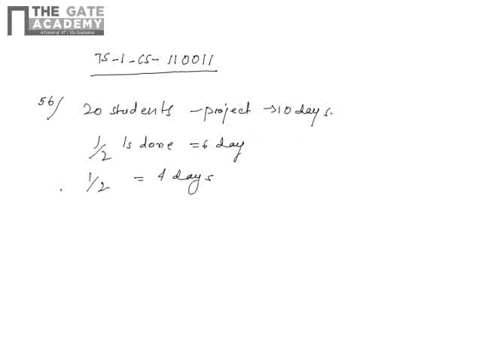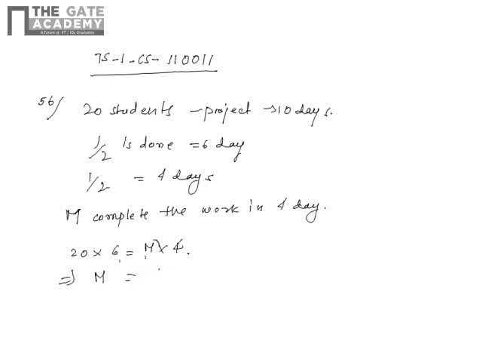If we take the total number of students as m, which should complete the work in 4 days, then 20 into 6 will be equal to m into 4, because the number of students which will complete that work in 4 days will be equal to this. When we solve this, it will be 20 into 6 by 4, so it will come 30. So 30 students are totally required to complete the work in 4 days.